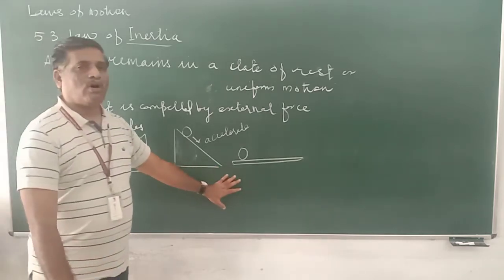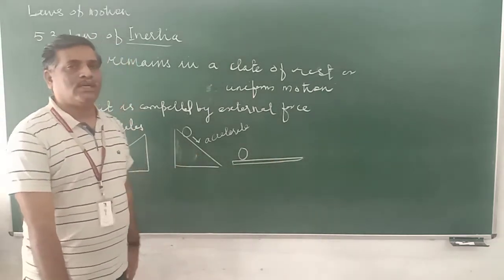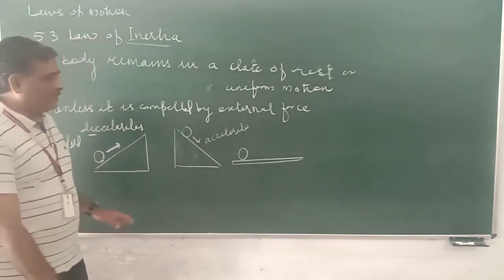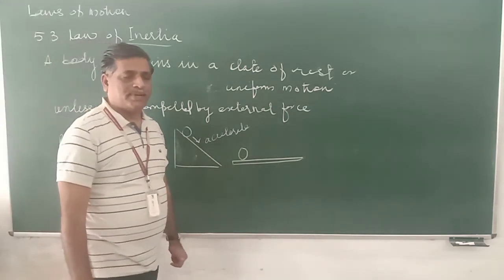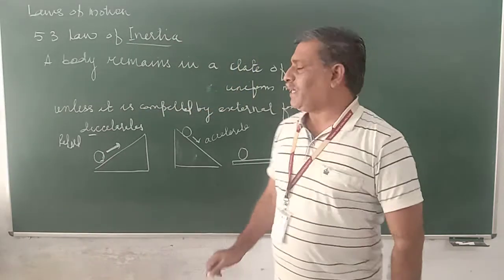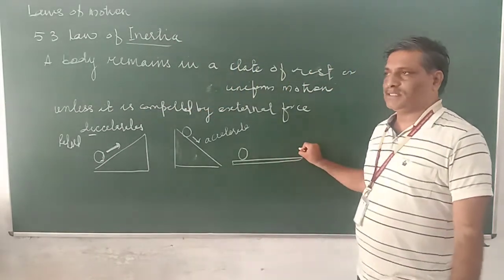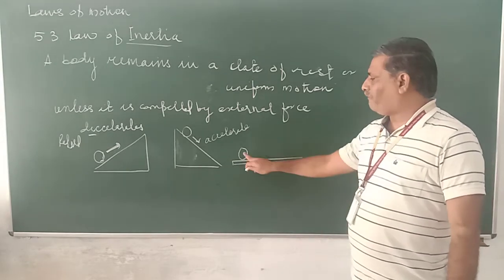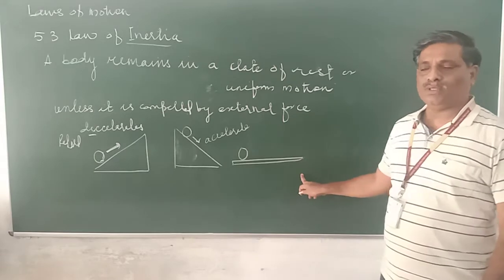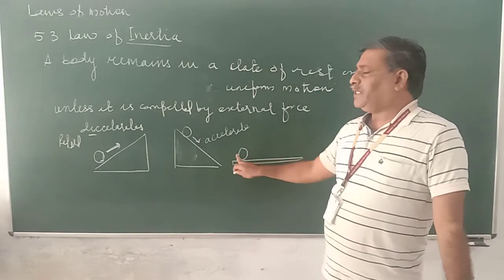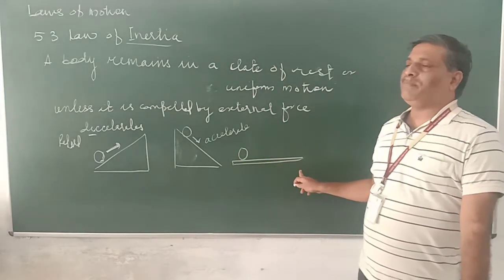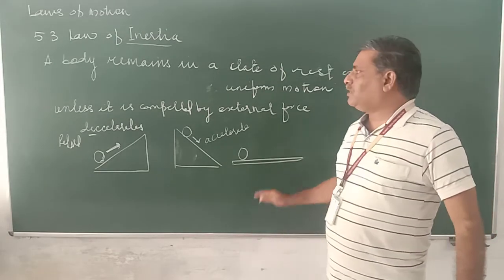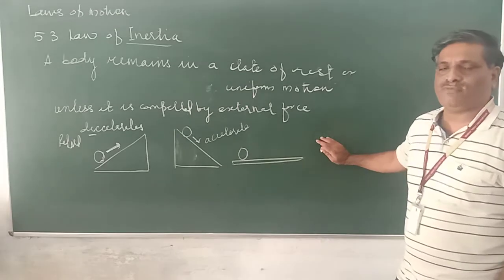But what about when the object is moving on a horizontal plane? If an object is moving on a horizontal plane, it moves a finite distance and comes to rest. This is because of friction. If friction is totally removed, then an object moving on a horizontal plane continues with constant velocity. This is one set of experiments he performed.